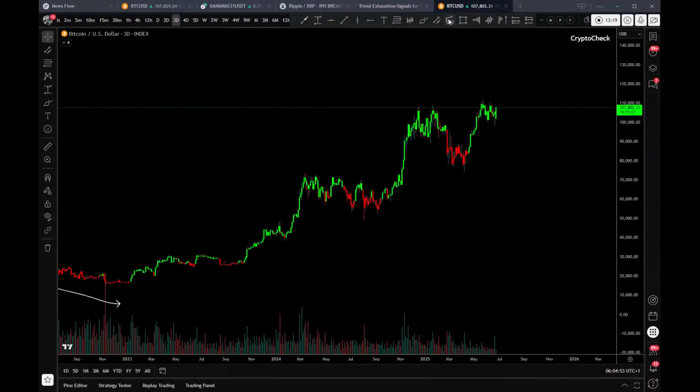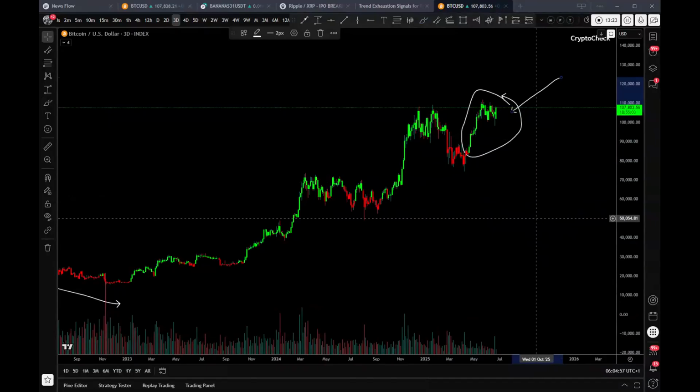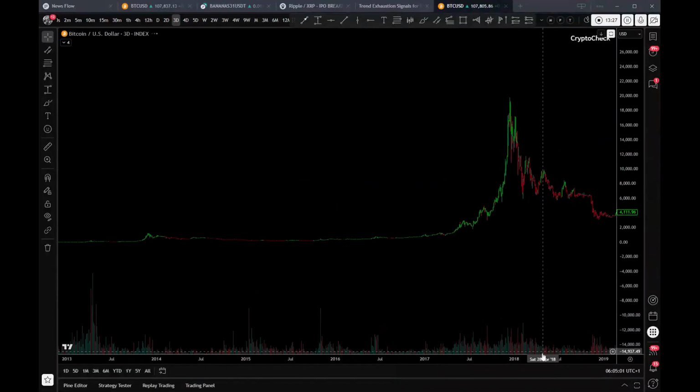But what I want to show is we are still very strong here, right? There's no weakness in the market. It's still showing strength. Now, these are very, very powerful candles.